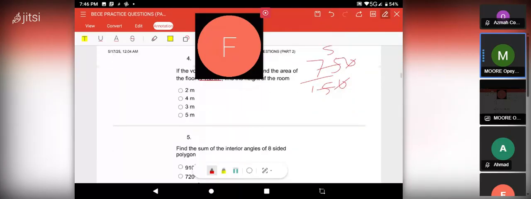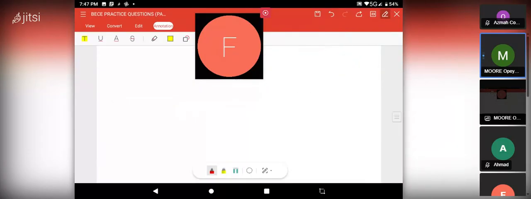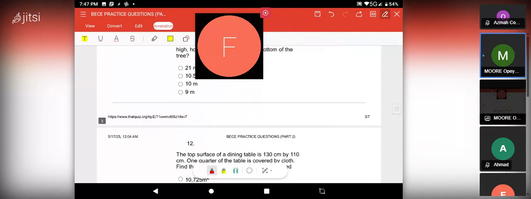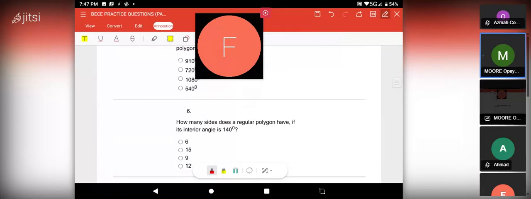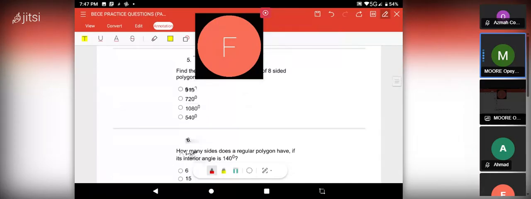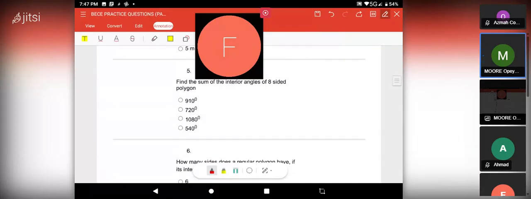Find the sum of interior angle. That is what question 5 is asking us. Find the sum of interior angle of an eight-sided polygon. What is the name of the polygon that has 8 sides? What do we call it? Octagon.